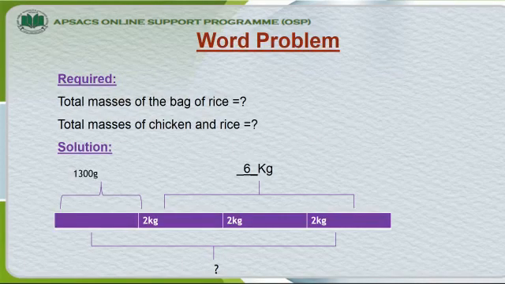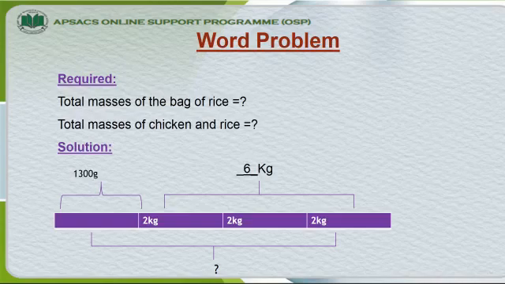So students, the next step is required. In required, we write the thing that we have to find out in the question. In this question, we have to find the total mass of the bags of rice and the total mass of chicken and rice. Now, after required, we move to the third step, that is solution.